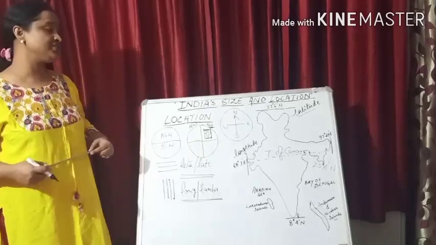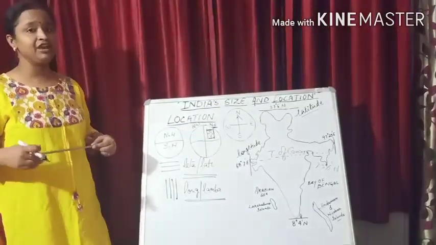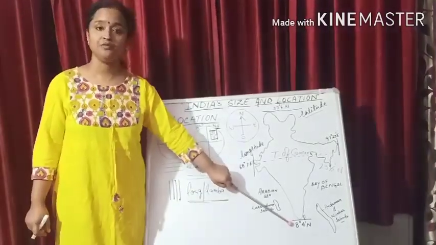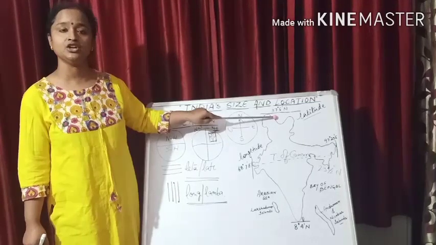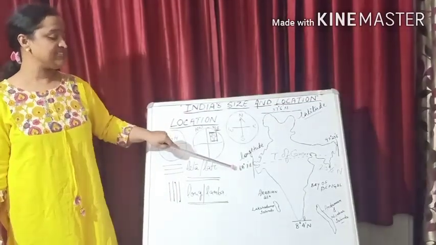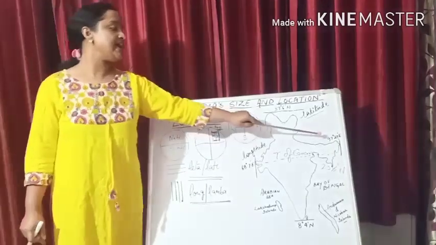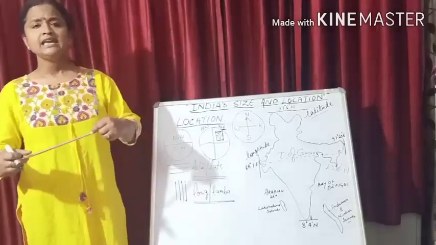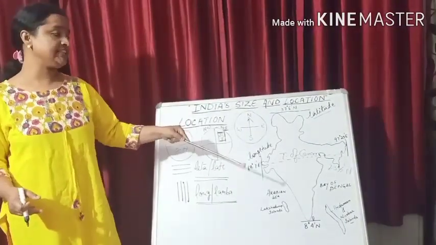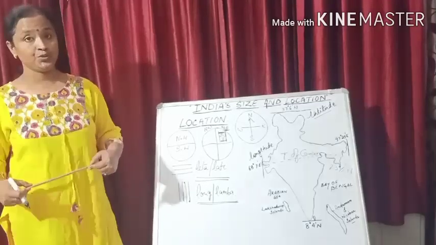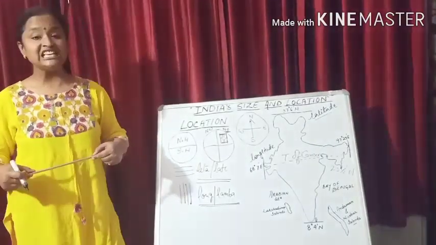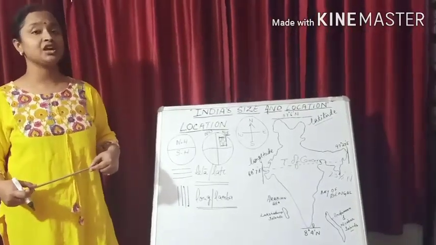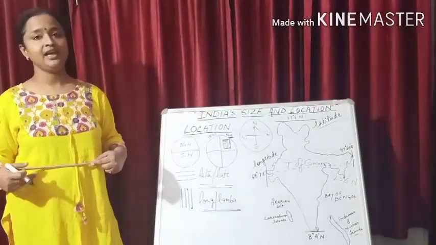So the conclusion is, I'll again recap, India is in between the latitudinal lines of 8 degree 4 minute north and 37 degree 6 minute north, and longitudinal lines of 68 degree 7 minute east and 97 degree 25 minute east. Clear? That is why we write north on both sides and east on both sides, because India lies in the northeastern hemisphere.